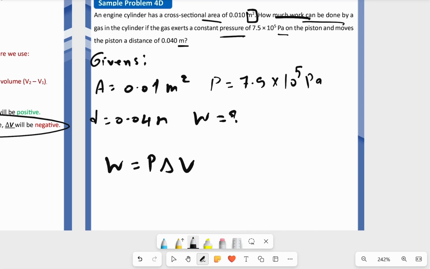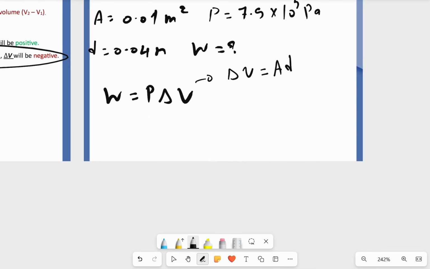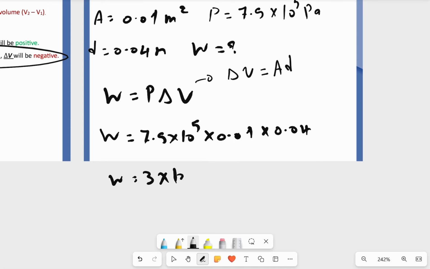Do I have delta V? No, I don't. But remember, we had something else. We were saying delta V is equal to area times distance. Now everything is solved. Work is equal to 7.5 times 10 to the power of 5 times area, 0.01, times distance, 0.04. Now what is the final result? The final result is going to be 3 times 10 to the power of 2 times 10 to the power of 3 Newton per meter, or joule. It's the same unit for work.